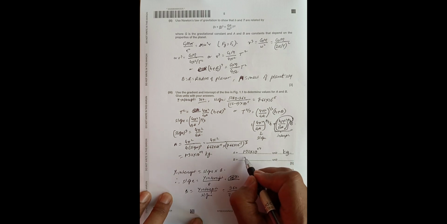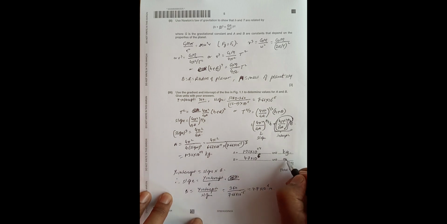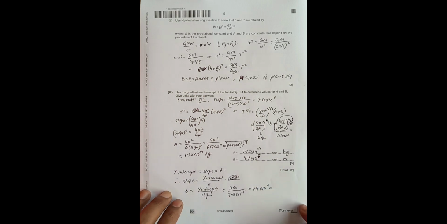When I do the calculations, 360 divided by 7.66 exponent minus 5 is equal to 4.7 into 10 to the power 6 meters. So it is 4.7 into 10 to the power 6 meters. So this is the solution to a tough question.